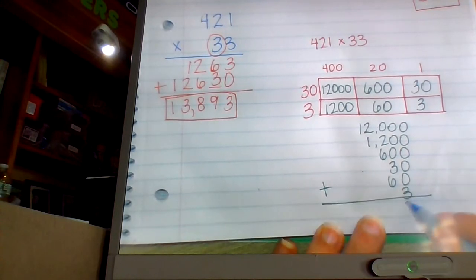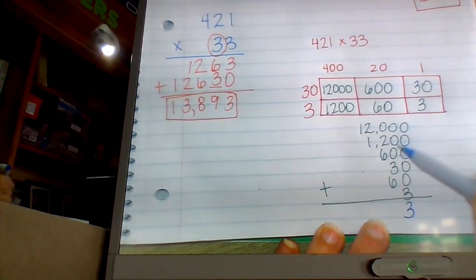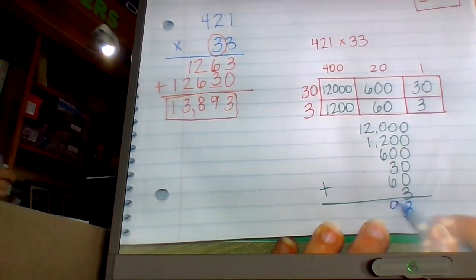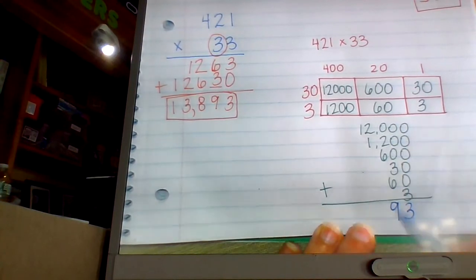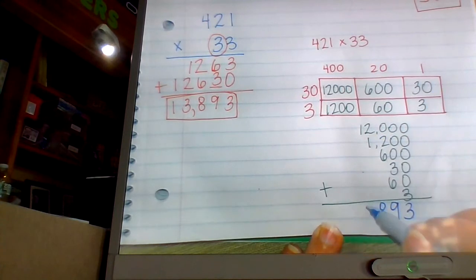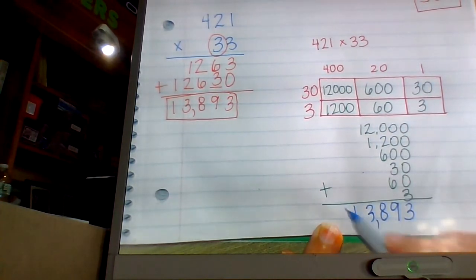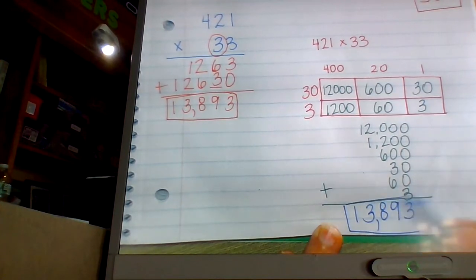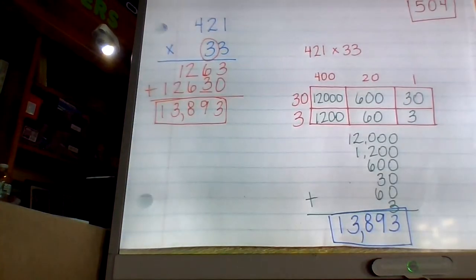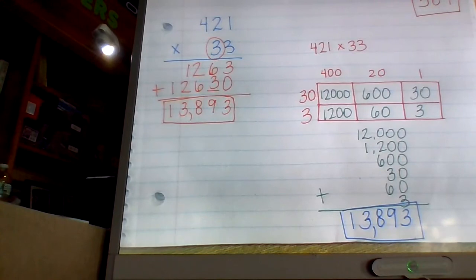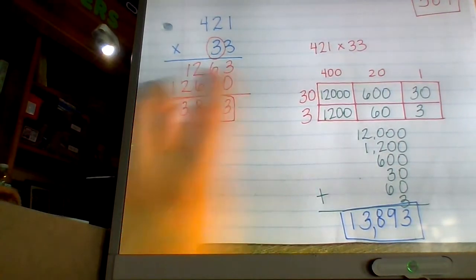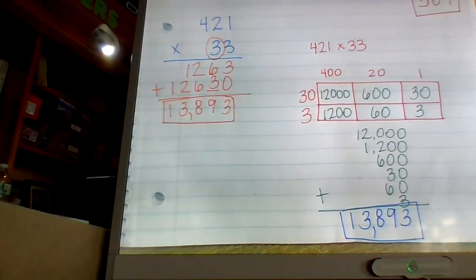0 plus 0 plus 0 plus 3 is 3. 0 plus 0 plus 3 plus 6 is 9. 0 plus 2 plus 6, that's 8. 2 and 1 is 3. 1 and nothing is 1. So I found the exact same product using a standard algorithm and with using the box or area model.